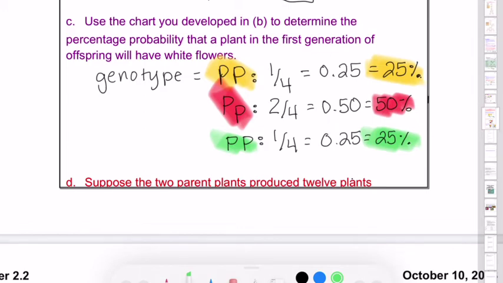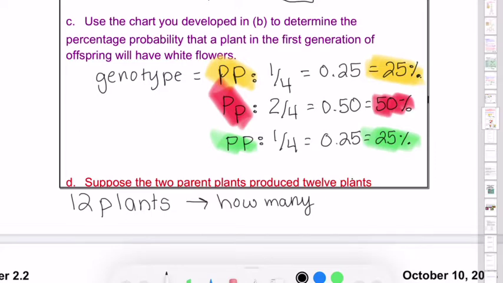So letter D here says, suppose the two parent plants produce 12 plants in the first generation of the offspring. How many of these plants would you expect to have white flowers? So we're supposing that the two parents produce 12. I'm just going to do this on the bottom here. So if we're producing 12 plants, they want to know how many are white flowers.